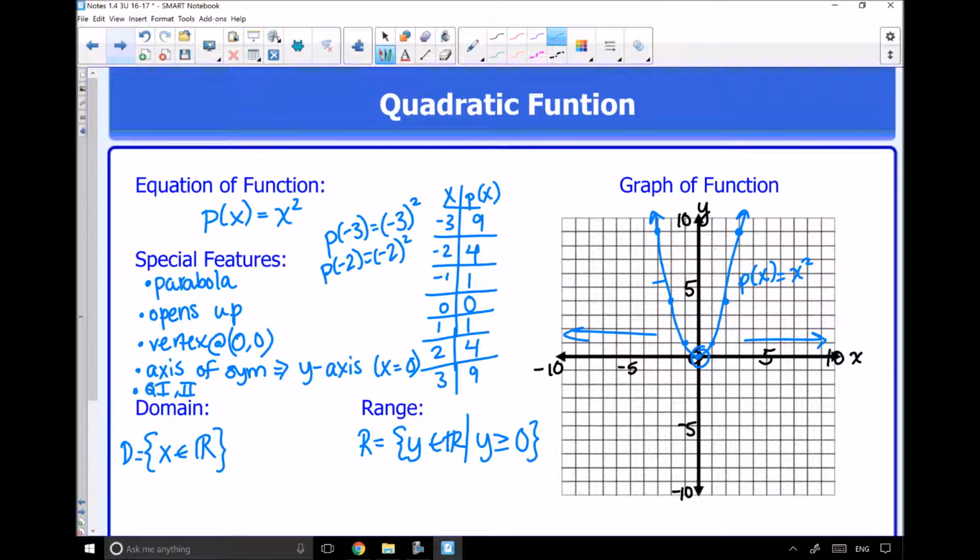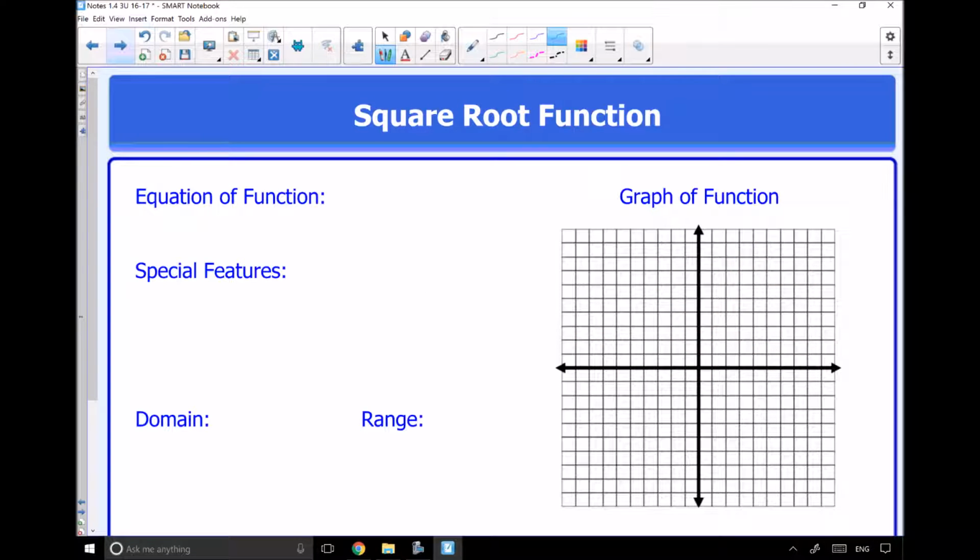Now we're going to talk about the parent square root function. So it's literally exactly what it says. The equation of the function is going to be p of x equals the square root of x. Okay, and in order to graph this out, let's get our graph set up.